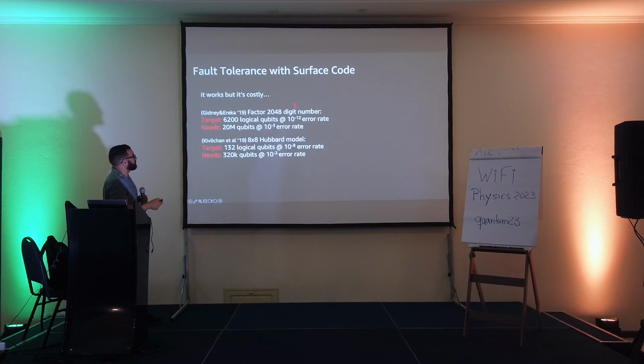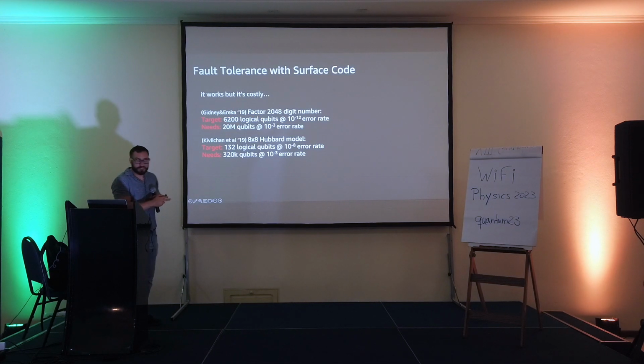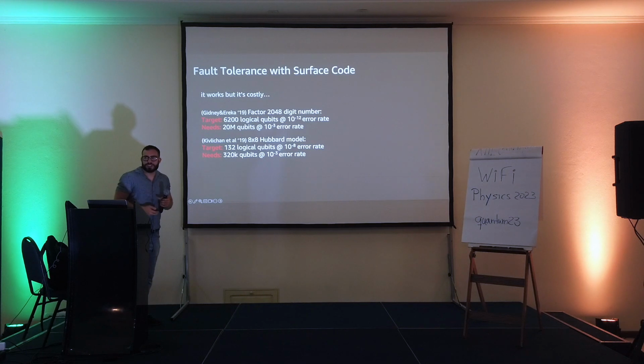So the state of the art still today for factoring a 2048 digit number. Remember, the target was 6,000. What you need at the logical level is 6,200 logical qubits and the 10 to the minus 2 error rates that I mentioned before, right? That's just what you get once you put Shor's algorithm and optimize as much as we know today.